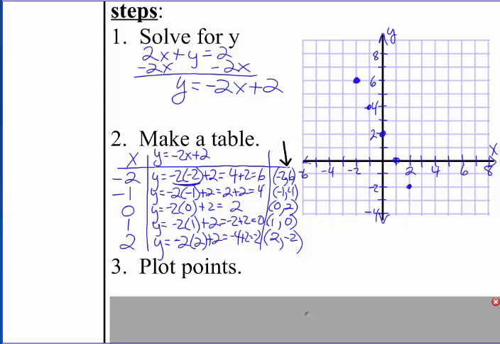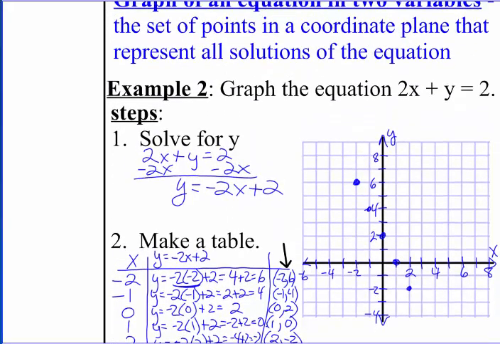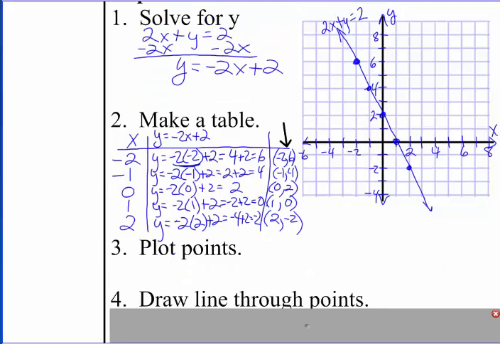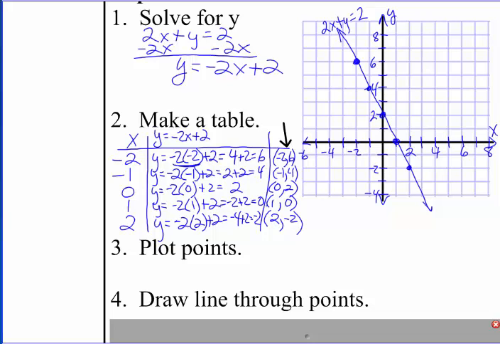Now remember, I wanted the entire line graphed. There was no specified domain, so we want to graph the entire line. So then we go through and draw the line going through all those points, and that's the equation 2x plus y equals 2. Okay, which was the 4th step. Draw a line through the points.